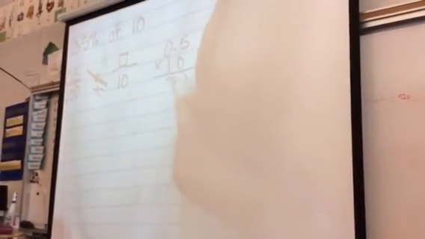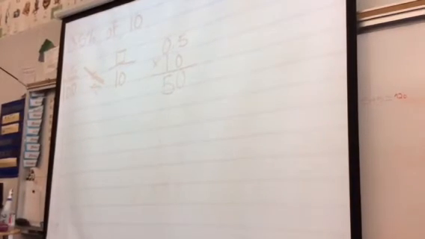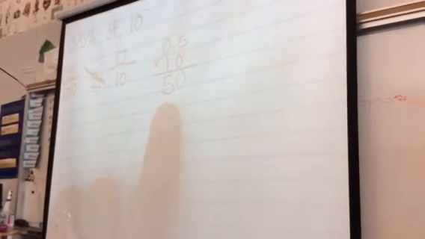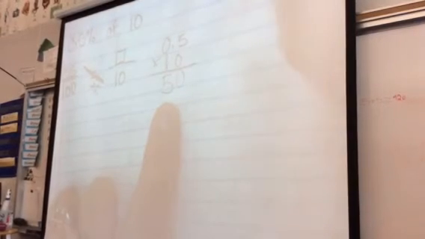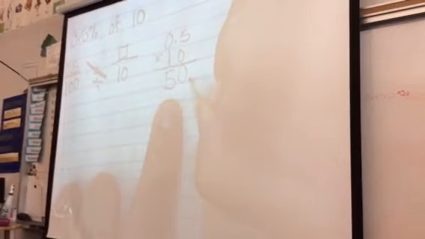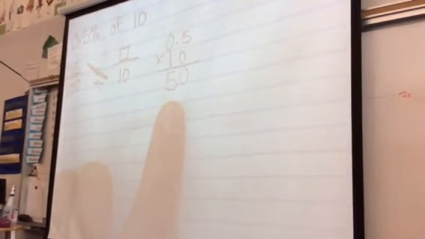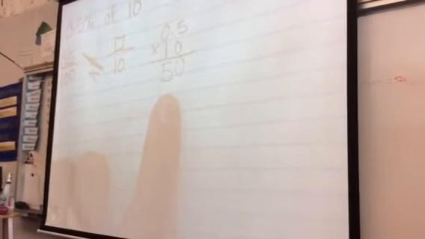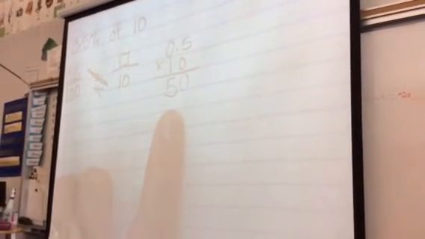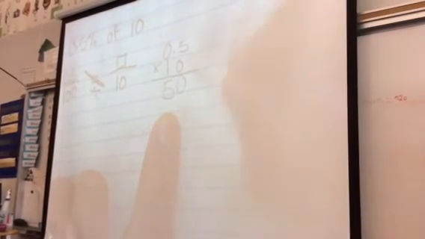1 times 5 is 5. 1 times 0 is 0. So now I have 50. Is my answer 50? No. I actually need to move my decimal one place to the what way, the right or the left? Right. I'm hearing friends who are saying right and left. Just a reminder for those of you who forgot, when I am multiplying with decimals, I count them.